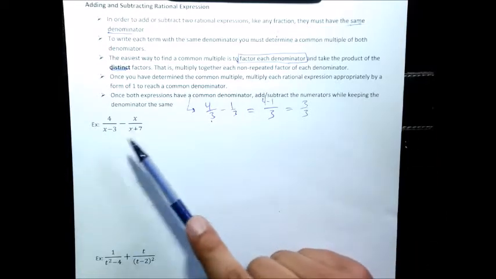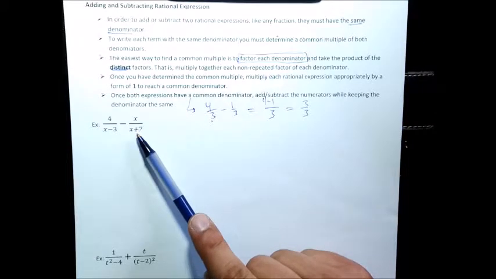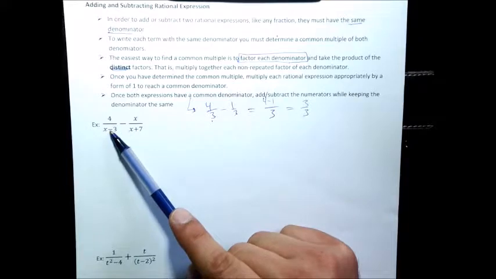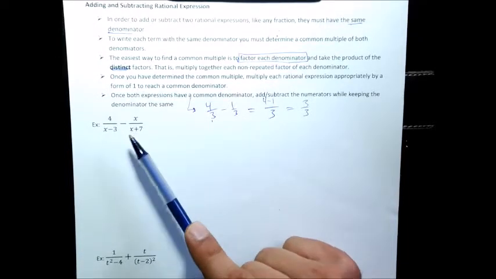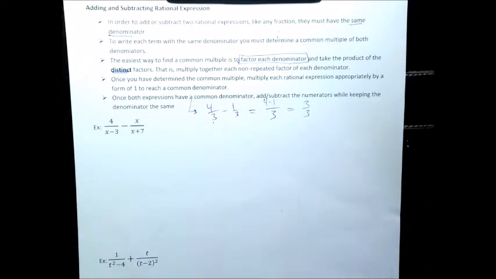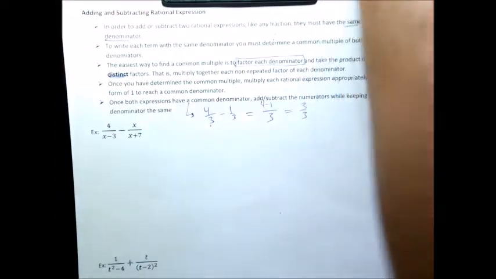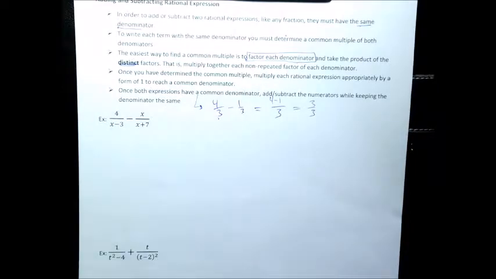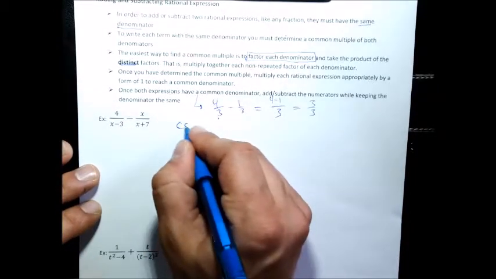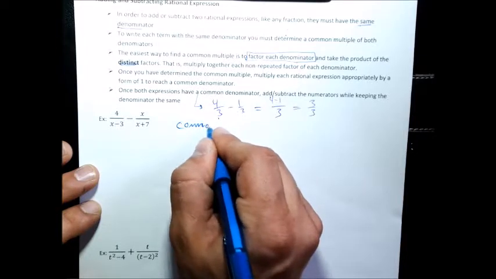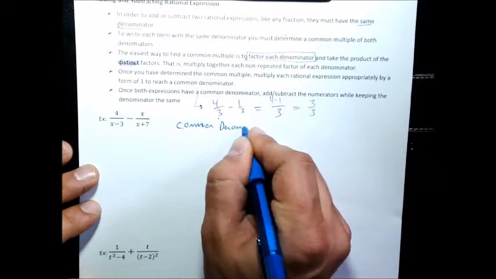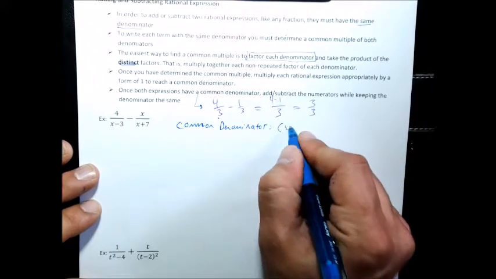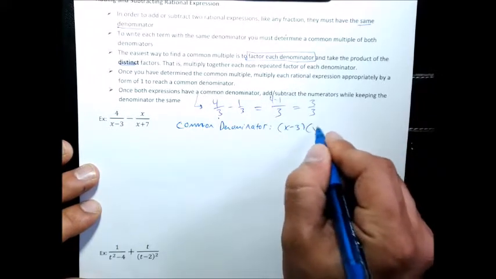So when I look at this first one, what I mean by looking for the distinct factors of each denominator is I look on the left here and I see that this one has an x minus 3 and this one has an x plus 7. Putting the two of those together, they're each distinct, first of all, right? They're their own thing. And so I put the two together and that gives me the common denominator. So the common denominator in this one is both of them together: x minus 3 times x plus 7.